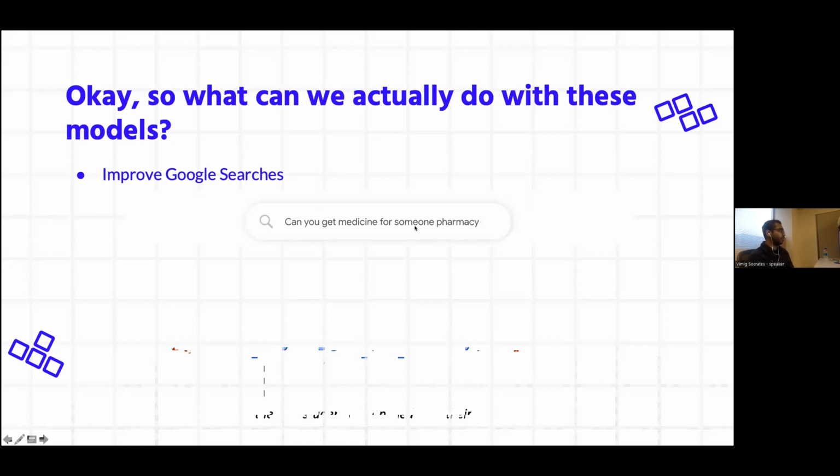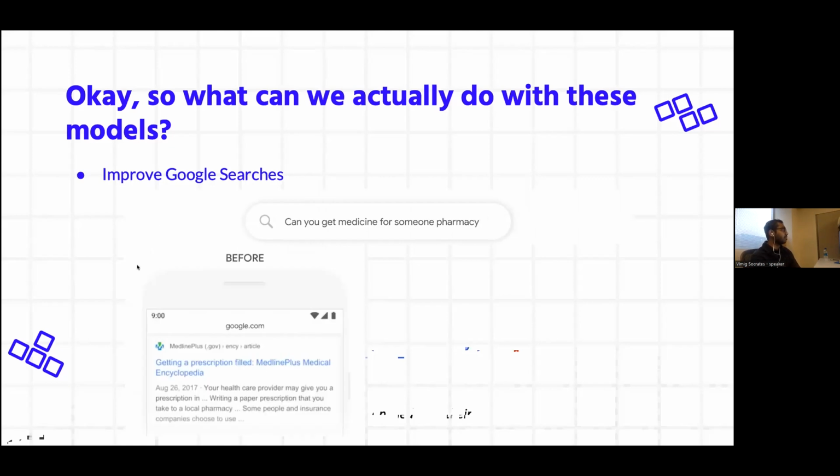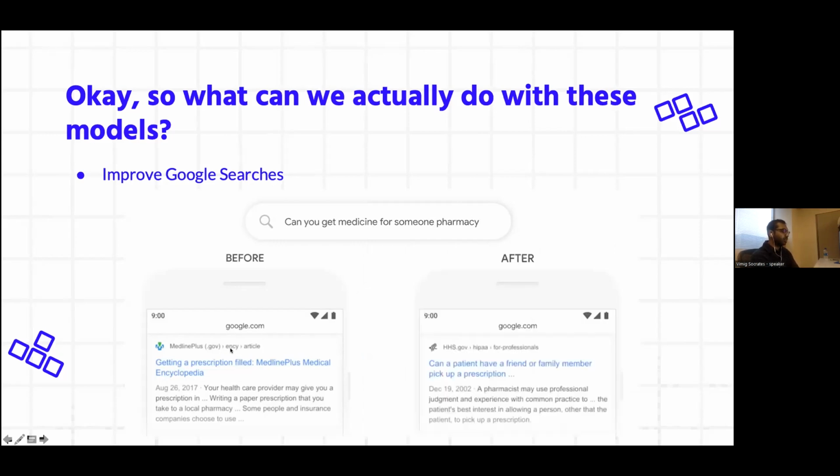Let's say, for example, we type into Google, can you get medicine for someone pharmacy? So we obviously understand what that means, right? We're looking for whether or not you can pick up somebody's medication at the pharmacy. But before we used these new fancy transformer models, the way that Google would answer this question is they would look for nouns. So they look for the words medicine and pharmacy, and they'd say that those are important words. So we're just going to give you results that have to do with getting prescriptions filled. However, now that we're using these fancy transformer models, we can kind of understand the relationship between these different words.